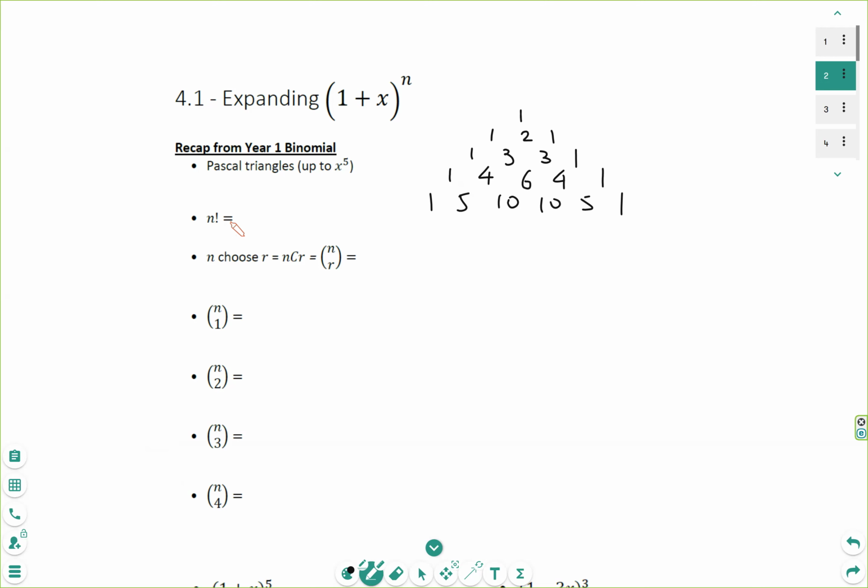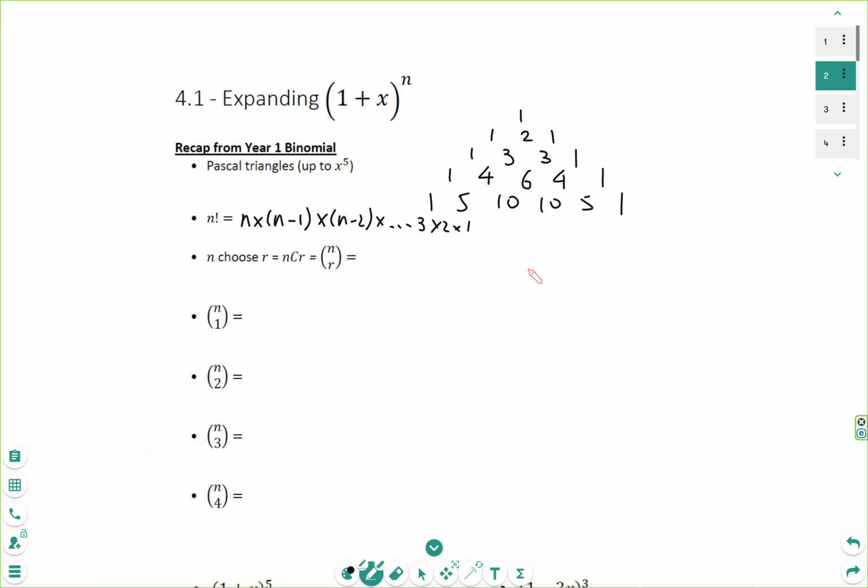So n factorial. What does n factorial mean? Not the exclamation mark, factorial. It means you multiply all the previous integers up to n, from n all the way down to 1. So n factorial means n times (n minus 1), times (n minus 2), times (n minus 3), and so on, all the way times 3, times 2, times 1. That's n factorial.